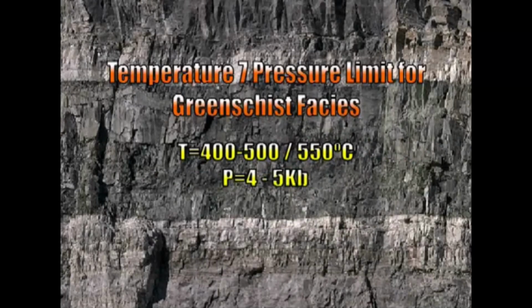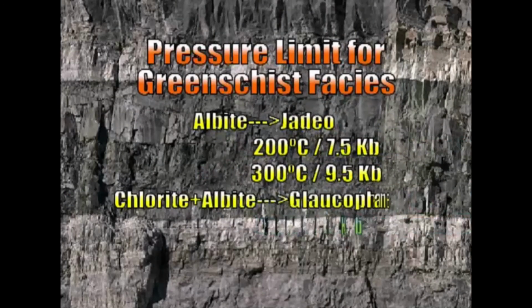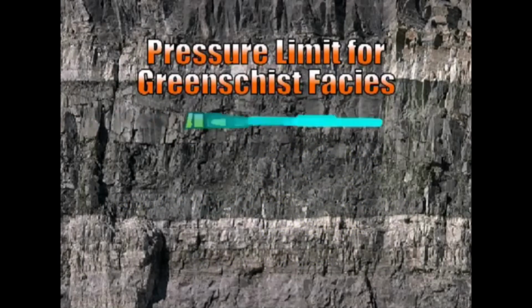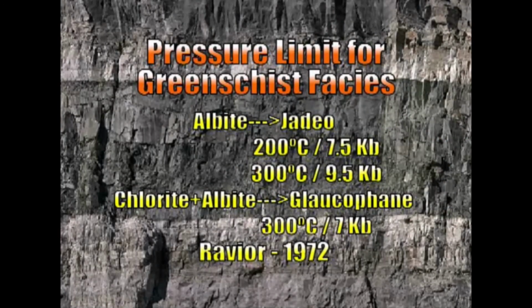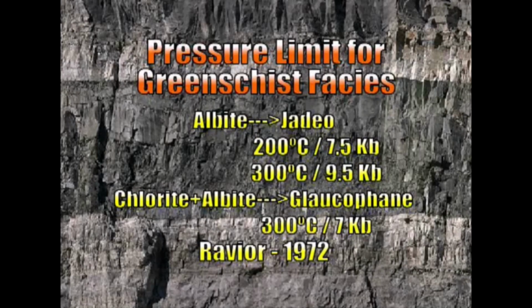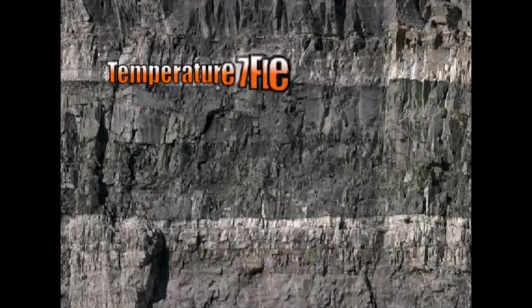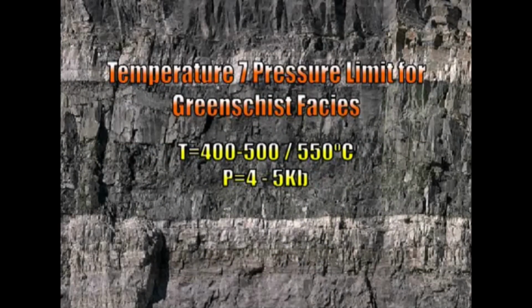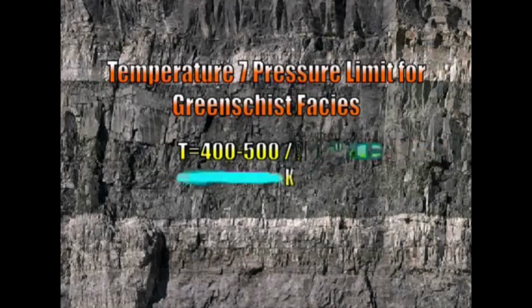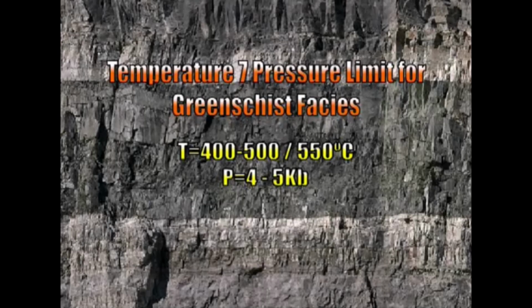we can say the pressure at the beginning of greenschist facies is around 4 kilobar. The upper pressure limit we can decide on the basis of the breakdown of albite into jadeite plus quartz. Albite gives rise to jadeite plus quartz at 200 degrees centigrade 7.5 kilobar, 300 degrees centigrade 9.5 kilobar, and another reaction is chlorite plus albite give rise to glaucophane at 350 degrees centigrade 7 kilobar by Ernst in 1972. Thus, we can suggest that the temperature and pressure limit of greenschist facies varies from 400 to 450 to 550 degrees centigrade and pressure from 4 to 8 kilobar.